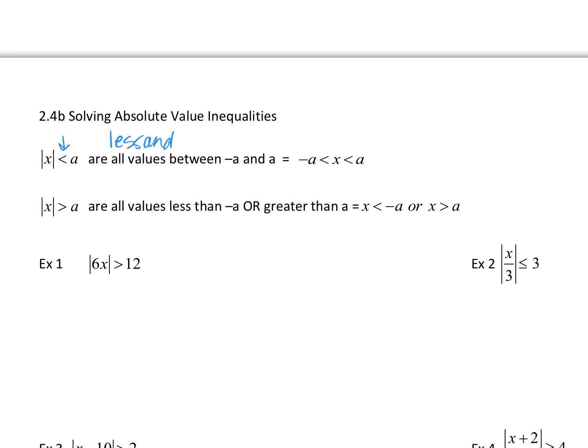Think of it as "less than," which I know is not a word, but it's less than. Because your answer is going to be an "and."